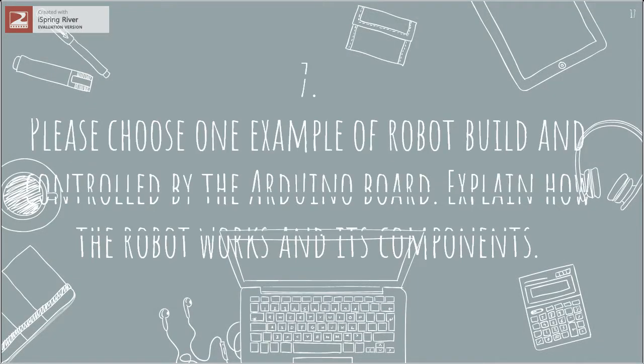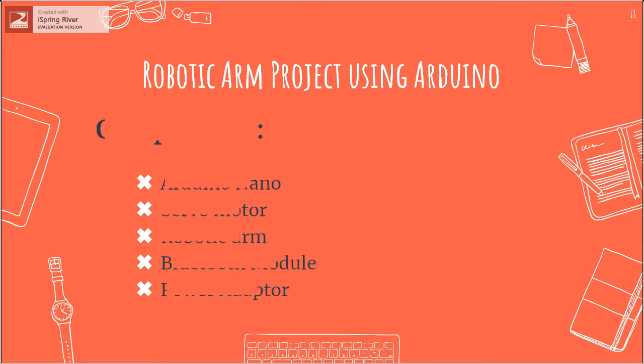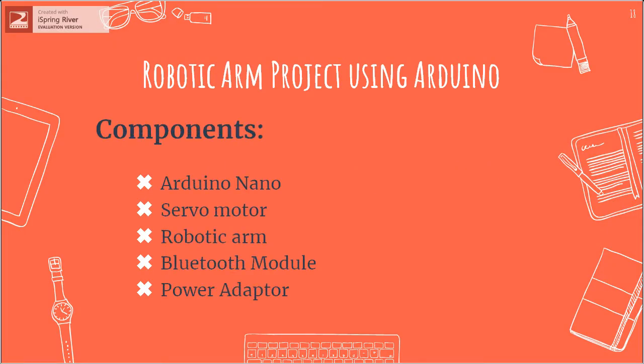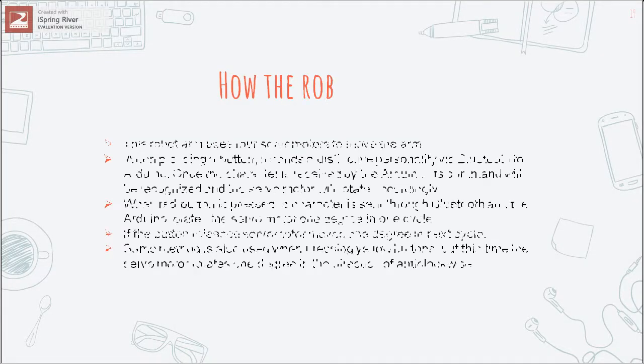Question 7. Please choose one example of a robot built and controlled by the Arduino board. Explain how the robot works and its components. Robotic arm project using Arduino. The components are Arduino Nano, servo motor, robotic arm, Bluetooth module, and power adapter. Next is how the robot works.